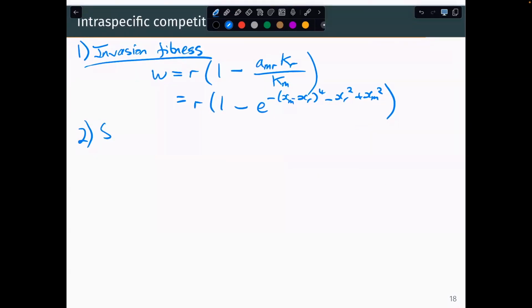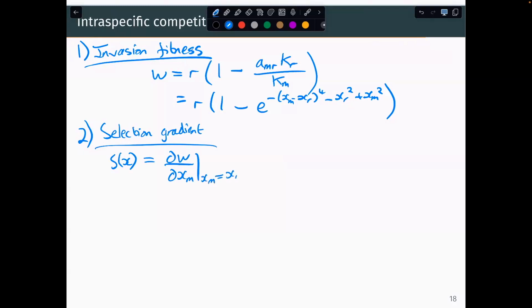Stage 2 is to find our selection gradient. The selection gradient, if you recall, is the partial derivative of invasion fitness with respect to my mutant trait, when my mutant trait is evaluated at the resident trait.